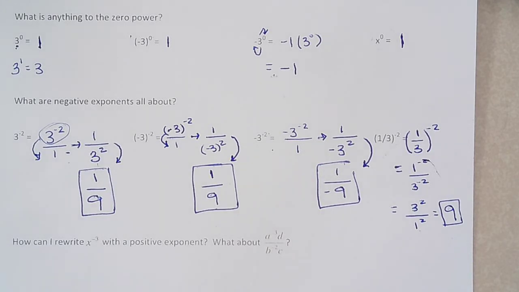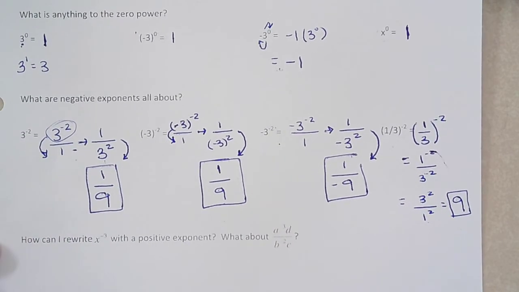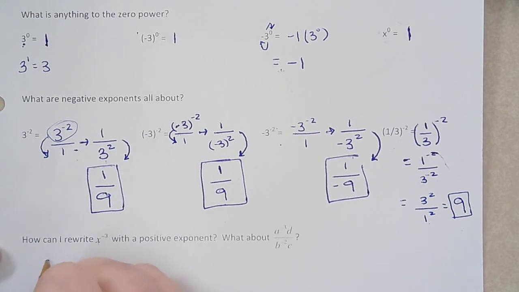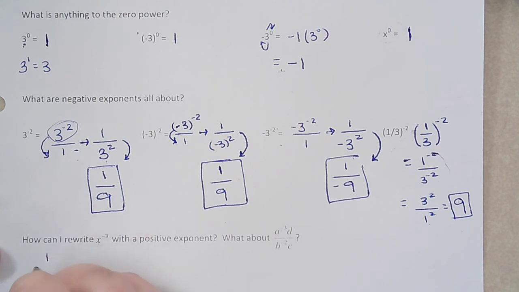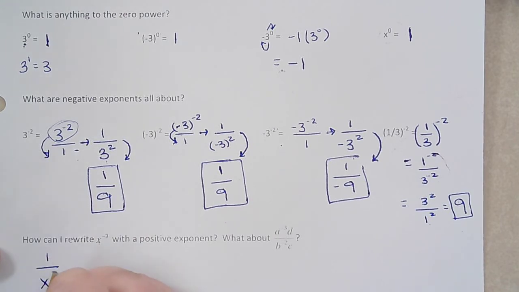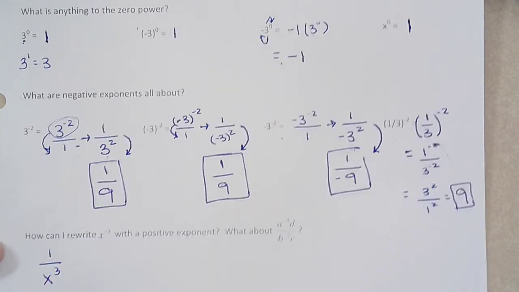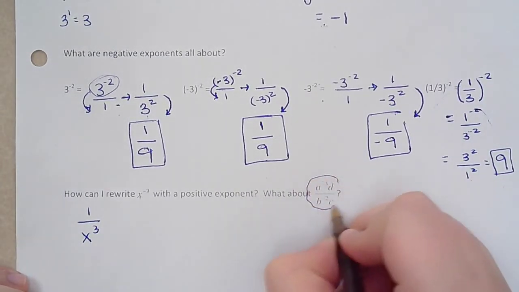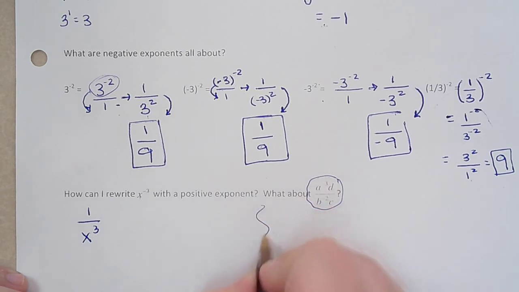So let's look at this final problem. How can I rewrite x to the -3 with a positive exponent? Well, if I flip x to the bottom, I can write it as 1 over x to the 3rd. And just like I was doing before, how do we simplify something like this? Well, let's bring it down and look here.